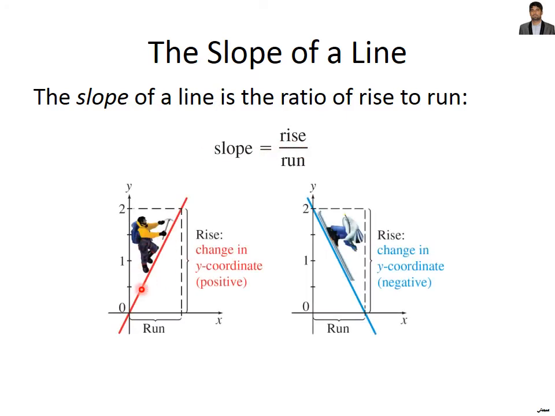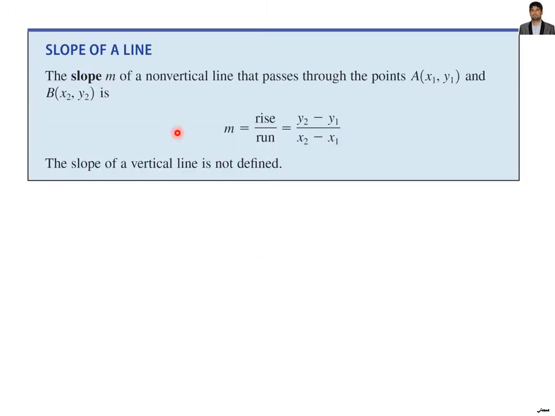In this diagram, a hiker is climbing up. It means the slope is positive. And on the right, a skier is going down. It means the slope is negative. We can calculate the slope of a line with this formula. If we are given 2 points A and B, y2 minus y1 over x2 minus x1 will give us m, and m means slope.